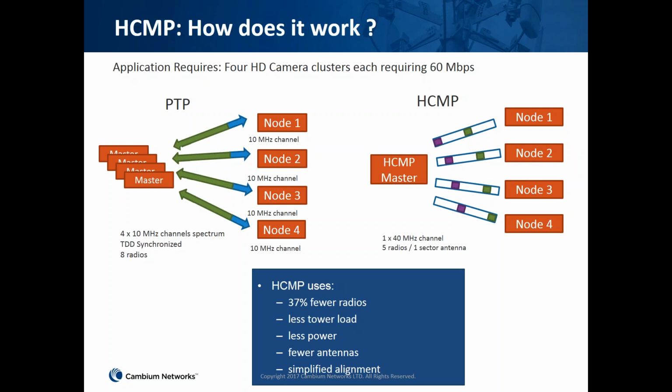Using this way of deploying, you definitely use fewer radios. You definitely lessen the tower load because you don't need to have multiple master nodes enabled. You definitely use less power because you're just powering one. You also have fewer antennas on the tower as well as simplified alignment, because once you align the HCMP in a particular direction with the sector antenna, you can support up to 8 nodes.